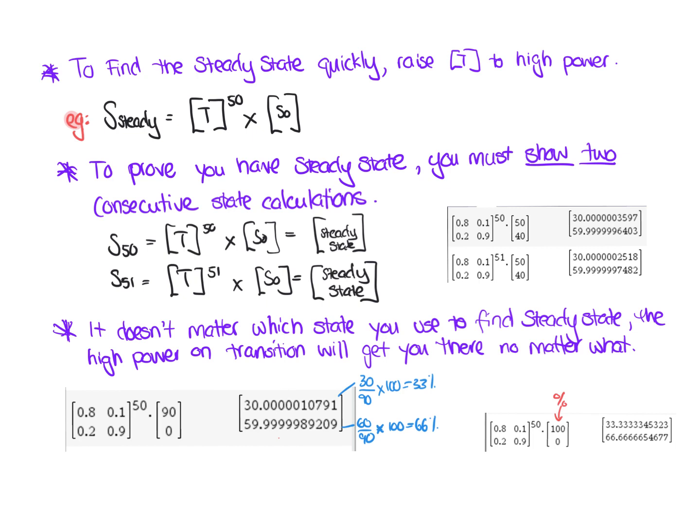It doesn't matter which state you use to find the steady state. If you put the transition to a high power, you will get there no matter what. And that sort of makes sense. Say they gave me S5. Well, I do transition to the power of 50 times S5, and I'll get there. So I just showed you, it doesn't matter what state. If you look at before, you know how we said we had a total of 90 cars? Do you remember? I used the same thing and I just chucked 90 into the state, but I put them all in one spot. Did I still end up with the same steady state?